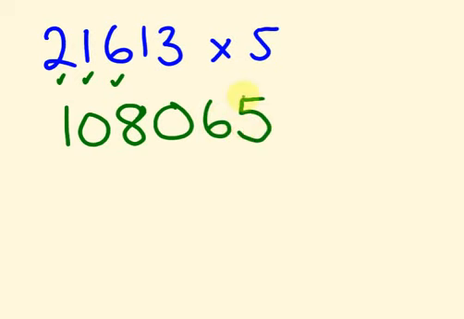How did you go with that? Did you get that answer? Did you get 108,065? Hopefully you'll be able to start seeing how to do this. It's all a matter of working out the pre-carry. Is it easy? At the start, no, this does require practice. And what I'd recommend is you start with smaller numbers to start off with.